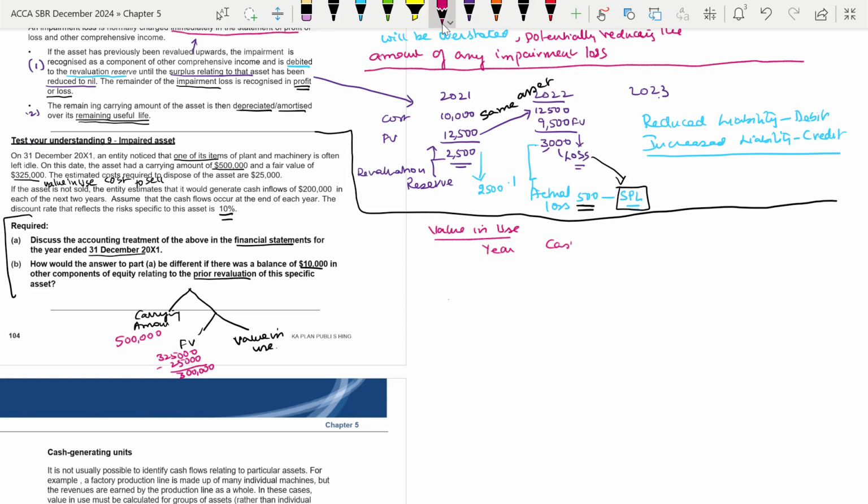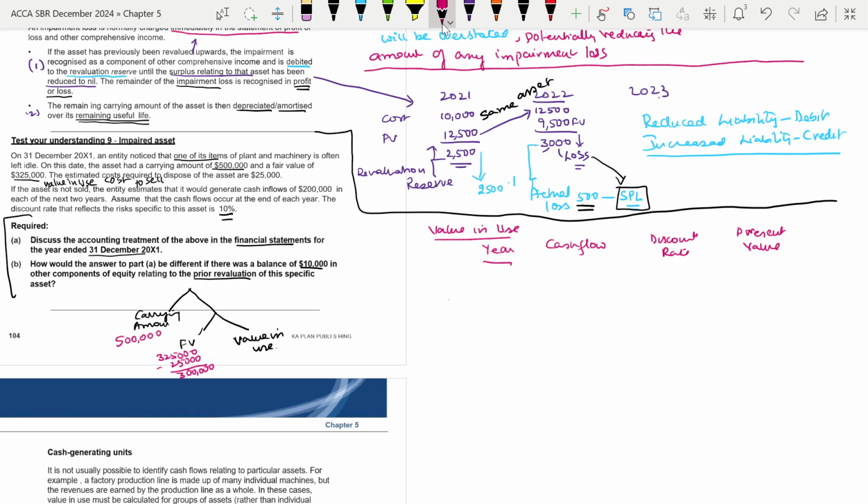Year, cash flow. Please write. I will ask you to send me the screenshot immediately. Writing is very important. The calculations are the theory. The more you write, the more confident you will be. You have the cash flow and the discount rate. If you have done present value, it is the same concept. I am writing in detail because this is the first time we are doing this.